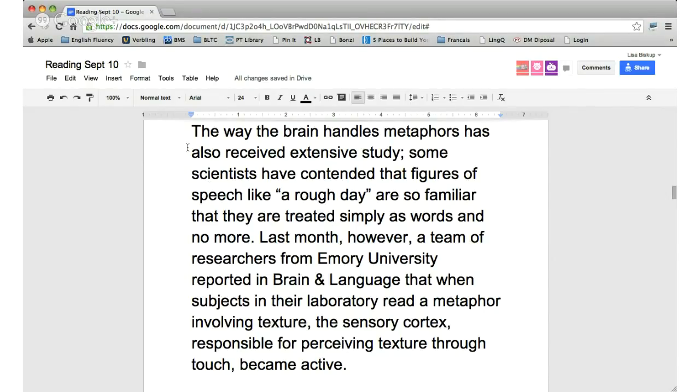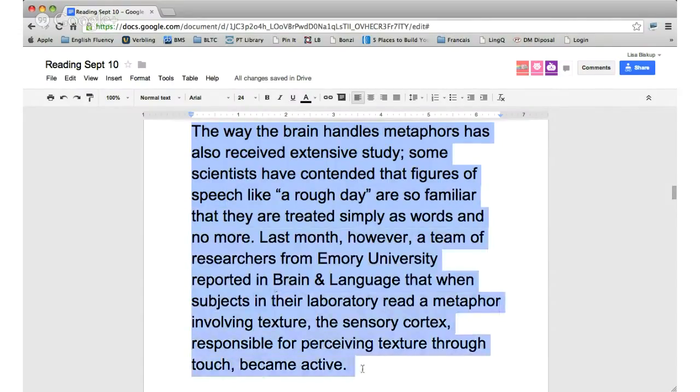All right, the way the brain handles metaphors has also received extensive study. Some scientists have contended that figures of speech like a rough day are so familiar that they are treated simply as words and no more. Last month, however, a team of researchers from Emory University reported in Brain and Language that when subjects in their laboratory read a metaphor involving texture, the sensory cortex, responsible for perceiving texture through touch, became active. Okay, Selma.